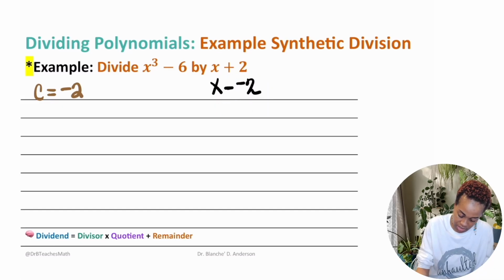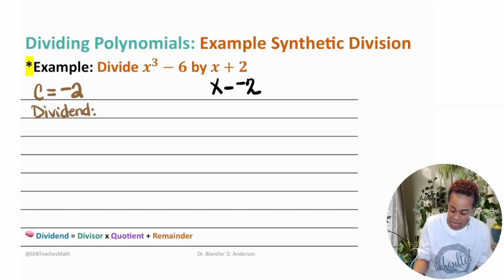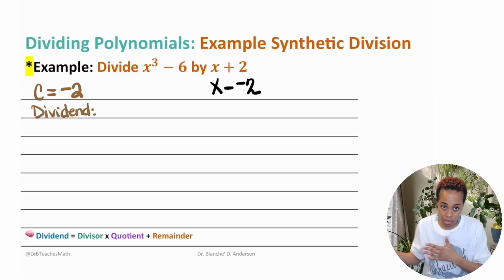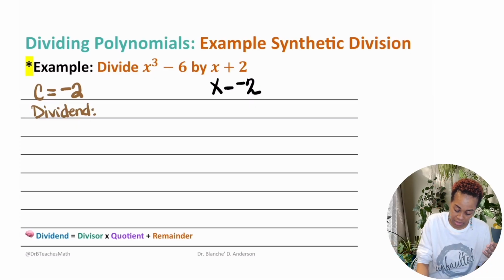So that's my c. My dividend, what's being divided, right? Descending power order, but fill in what's missing. So x cubed. I do not have an x squared. I do not have an x, but I have a constant.